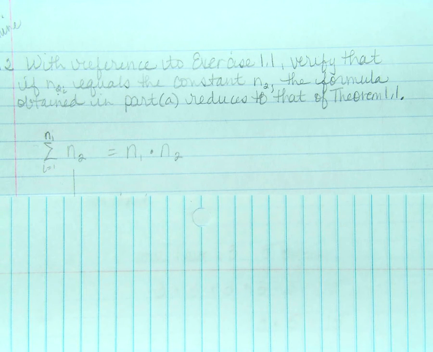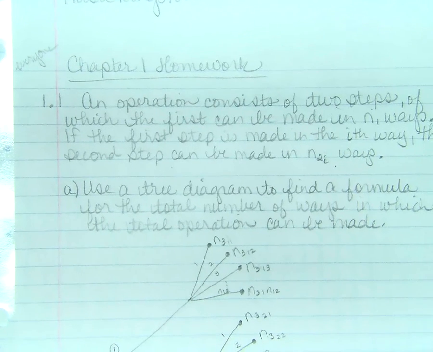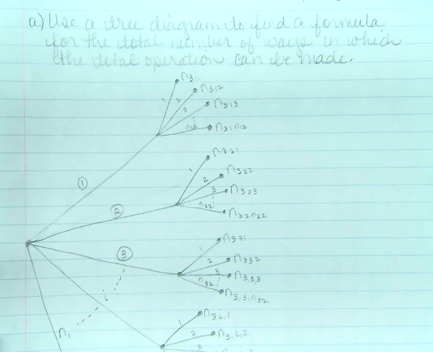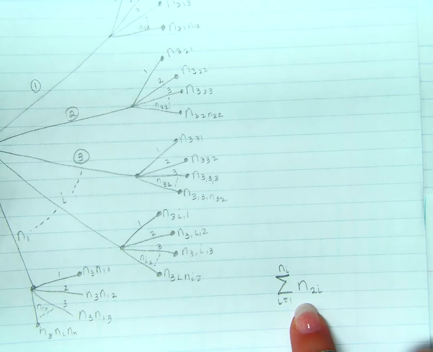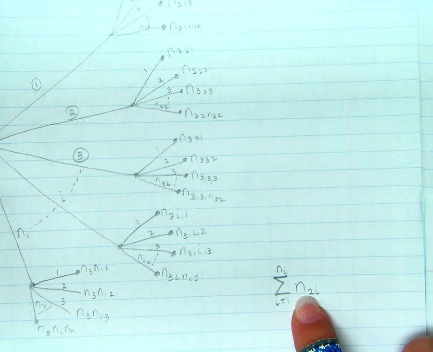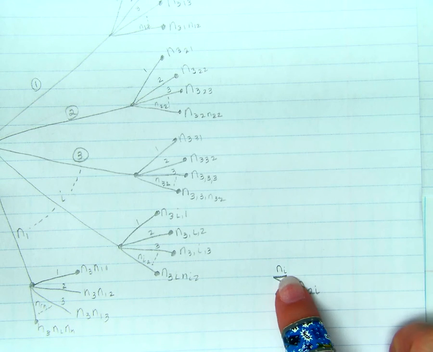It reads, with reference to exercise 1.1, verify that if n sub 2i equals the constant n sub 2, the formula obtained in part A reduces to that of formula 1.1. Okay, so here's my 1.1, the problem that it references, and here's what my tree diagram looked like. The formula that I came up with is the sum from 1 to n of n sub 2i. So that means I'm going to have n sub 2i n sub 1 times.